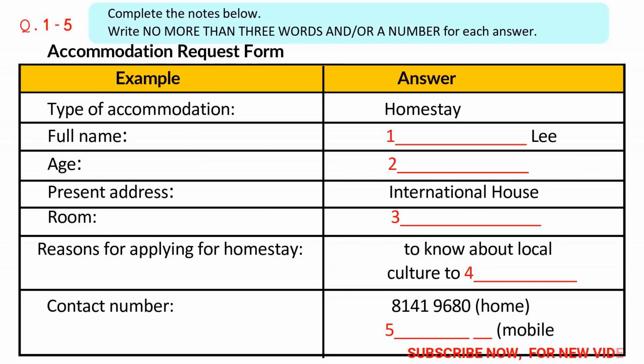Good morning. Good morning. I'd like to apply for a homestay. Right. Sit down, please. Well, I need to take down your details first. The type of accommodation that the student hopes to apply for is homestay. So, homestay has been written in the space.